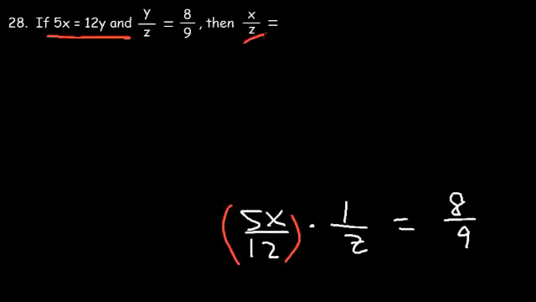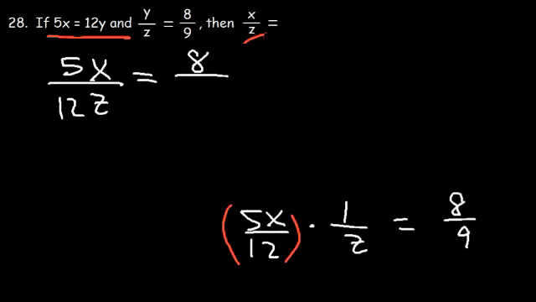So if we multiply 5x and 1, we're going to get 5x. And then 12 times z is just 12z. So right now we have this: 5x over 12z is equal to 8 over 9. So I just multiplied 5x and 1 and 12 and z. So our goal is to isolate x over z. We want x on top, z on the bottom. So we need to get rid of the 5 and 12. So let's multiply both sides by the reciprocal of 5 over 12, which is 12 over 5.